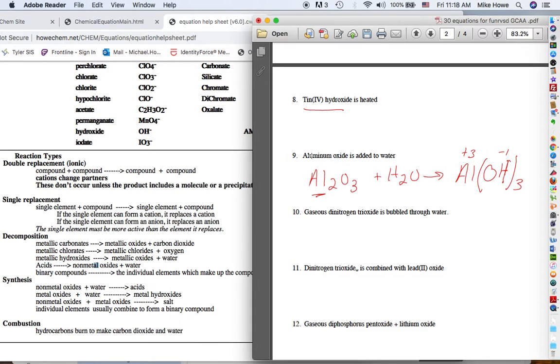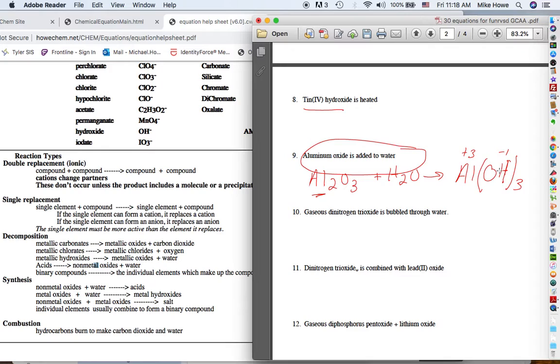All right, so once again, how do you know? Based on what we see here, this is compound and compound, so it's either going to be double replacement or one of the synthesis. Since double replacement would give you AlO and HO, if they traded partners and you end up with the same thing, then it must be synthesis. So you look for the synthesis that matches. Metal oxide plus water matches.